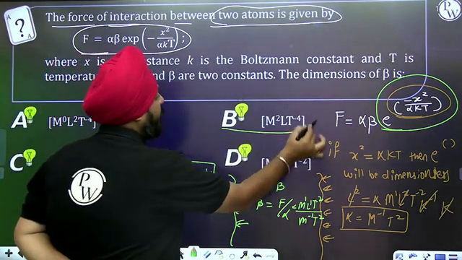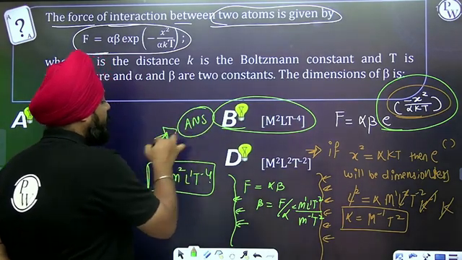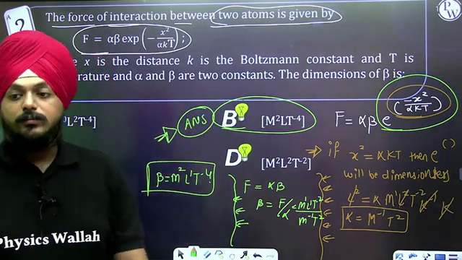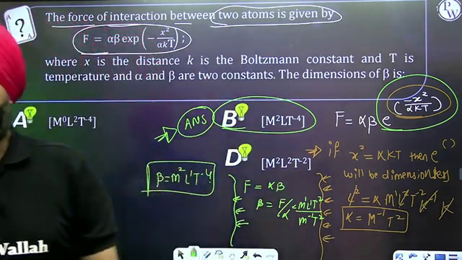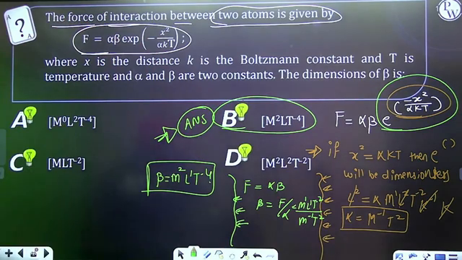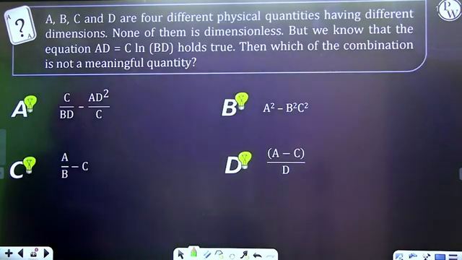B is the perfect answer for this specific question. This is how the principle of homogeneity is used on the basis of the 5 most important points. Yes or no? Okay, let's move on to the next question on the principle of homogeneity.